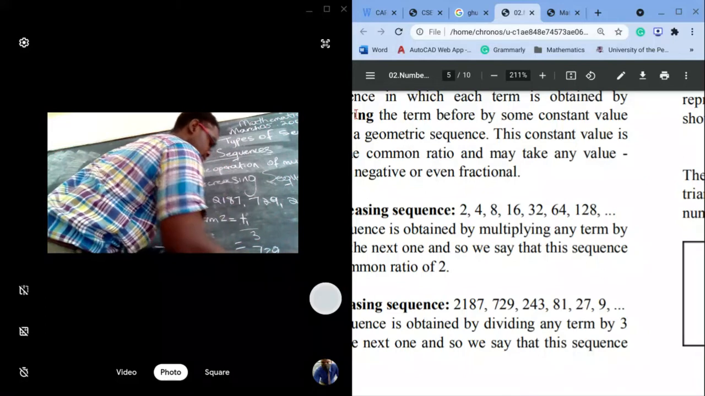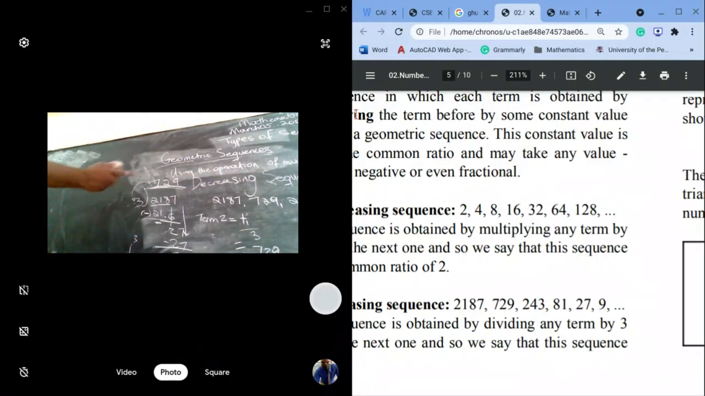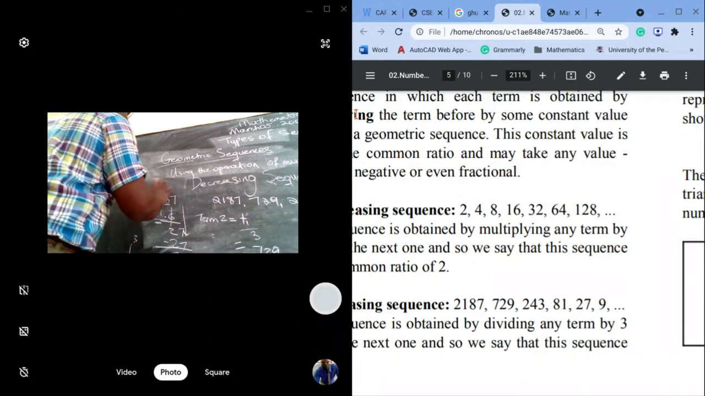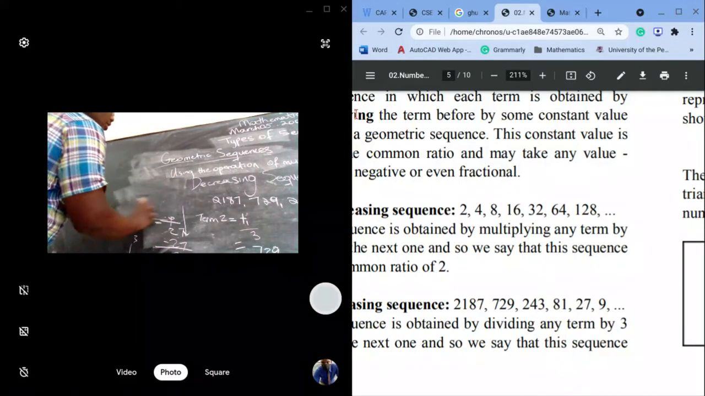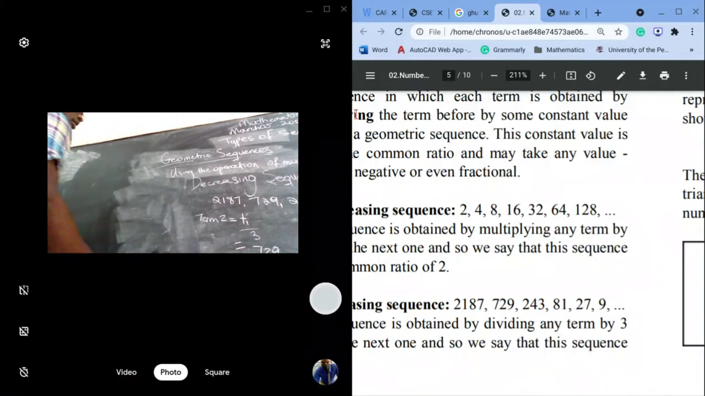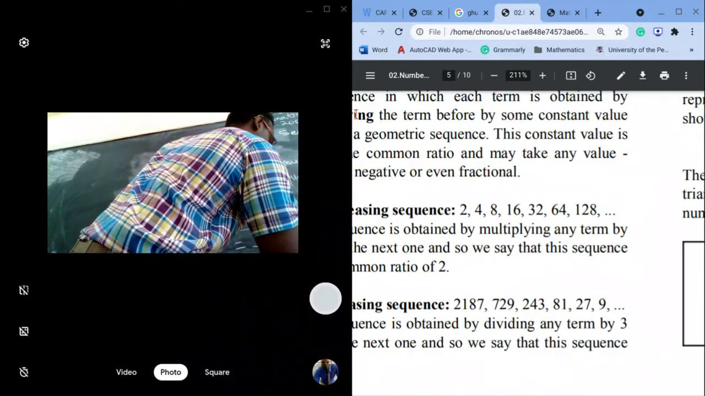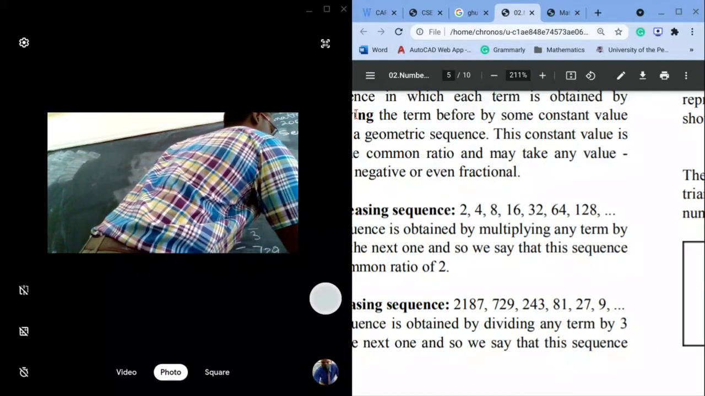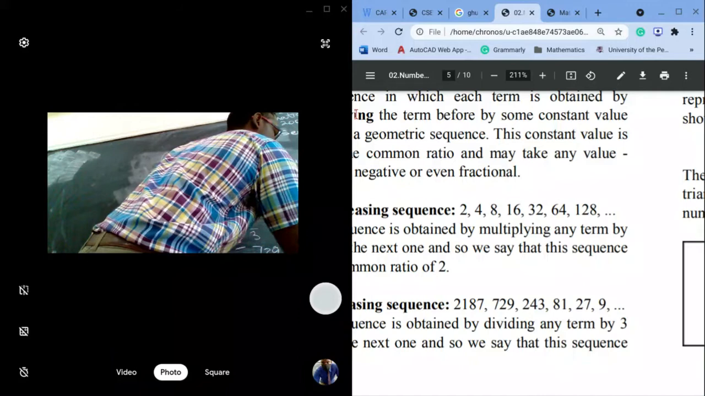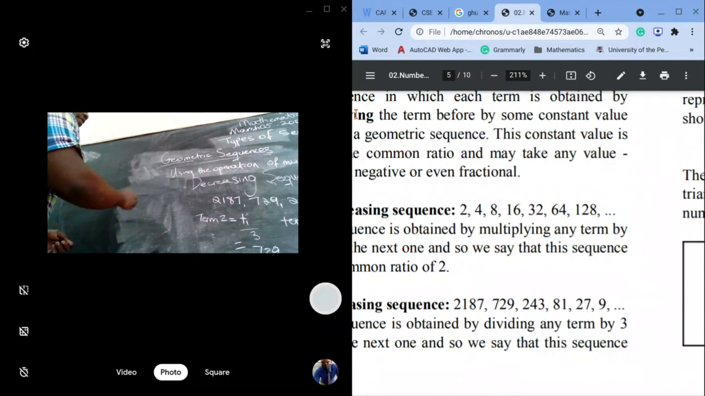729. Let's try to find term 3. If it works for term 3, then this is our rule, because we can't just use one value to prove it. We have to use at least 2. Alright? Let's try term 3. So term 3 is going to be equal to T2 divided by 3. If it gives us 243, we know that we're in the right. Okay? Let's try that.